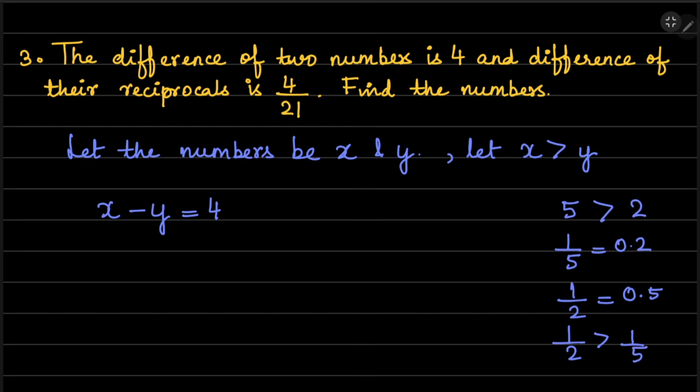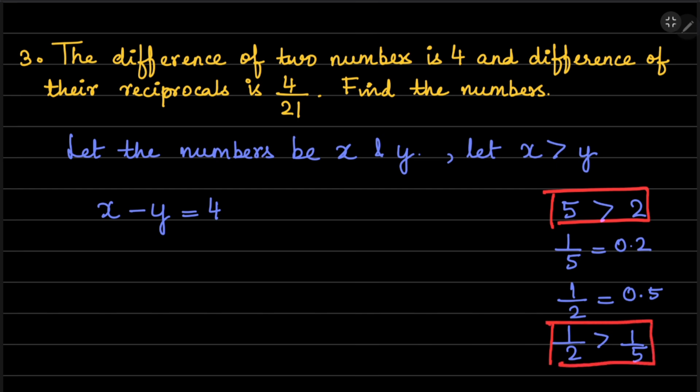Is it clear? In place of x we had put 5, in place of y we had put 2, isn't it? But which is greater here? See, 1 by y is greater than 1 by x, isn't it? So y is 2, x is 5. So whenever your x is greater than y, when you take the same numbers' reciprocal, 1 by y will be greater than 1 by x. So which is the bigger number here when you take the reciprocal? 1 by y will be greater. Is it clear? As you see here, if 5 is greater than 2, when you take the reciprocal, 1 by 2 will be greater than 1 by 5. This is very, very important.